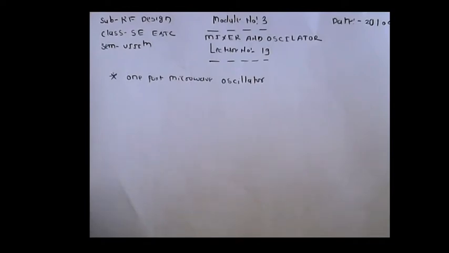In module number 2, we defined the amplifier design concept in terms of gain. We saw various numericals of amplifier design for maximum gain, specified gain, and so on. In this module, we design a one port microwave oscillator and a two port microwave oscillator. Then we also go to the concept of mixer. What do you mean by mixer? First we see what is meant by oscillator.